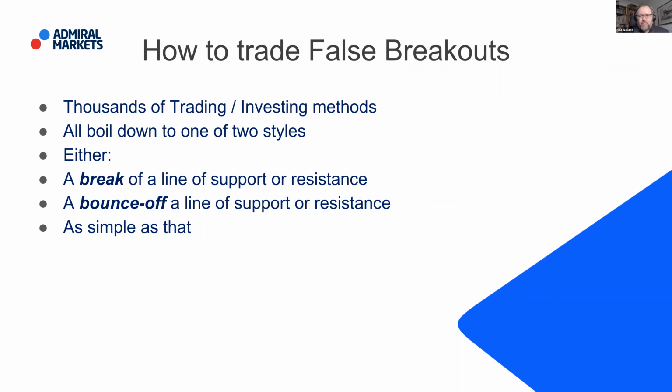And sometimes, and I'm guilty of this myself, as human beings, especially men, we overcomplicate things. We make things harder than they need to be, and that's very easy in trading. And actually, sometimes it helps for us to be reminded that I'm either trading a break of a line of support resistance or I'm trading a bounce off a line of support resistance. Just having that little bit of simplicity gives us a bit of clarity and allows us to make better choices going forward.